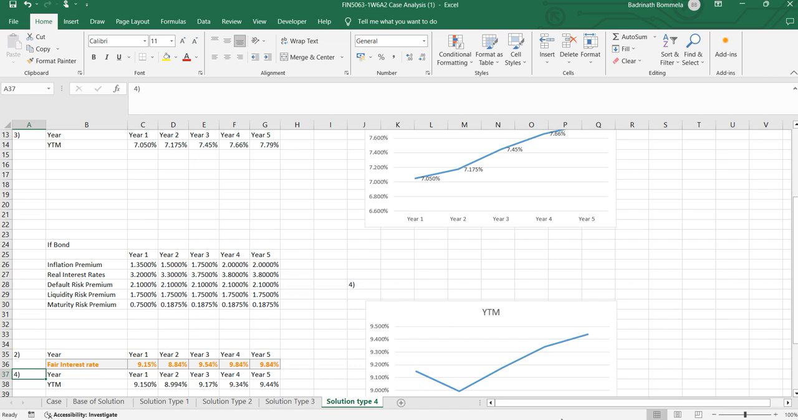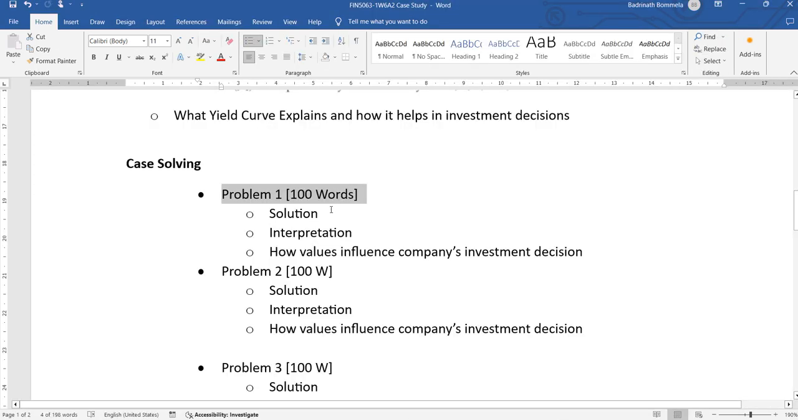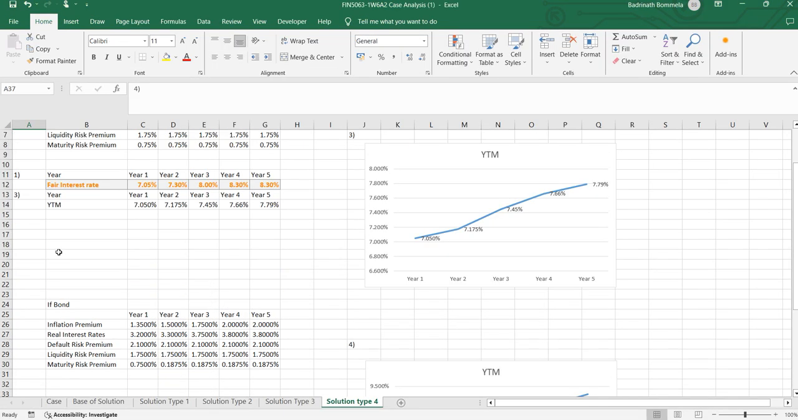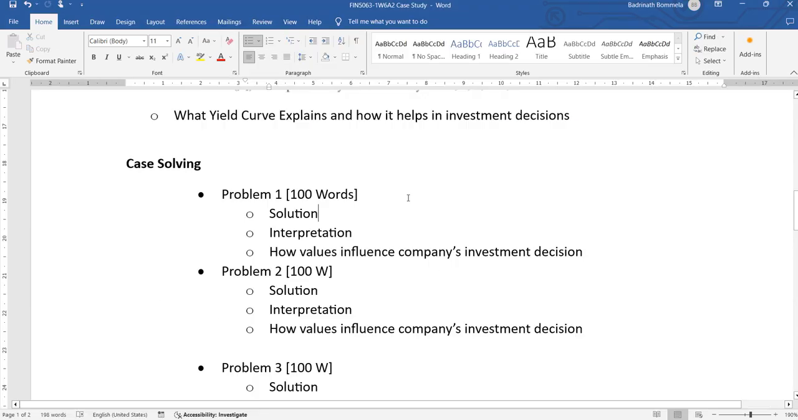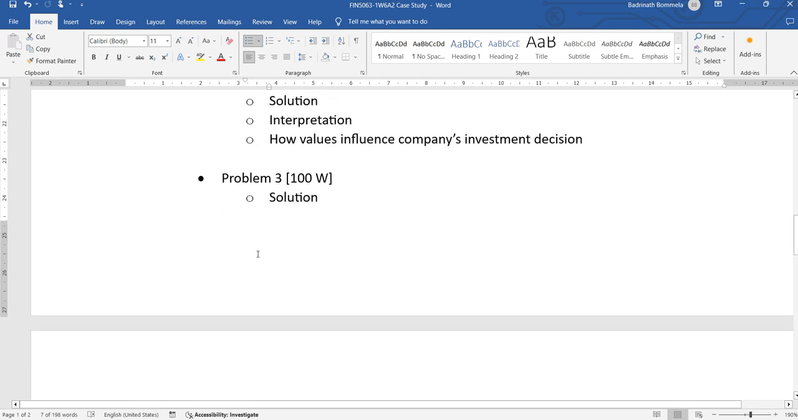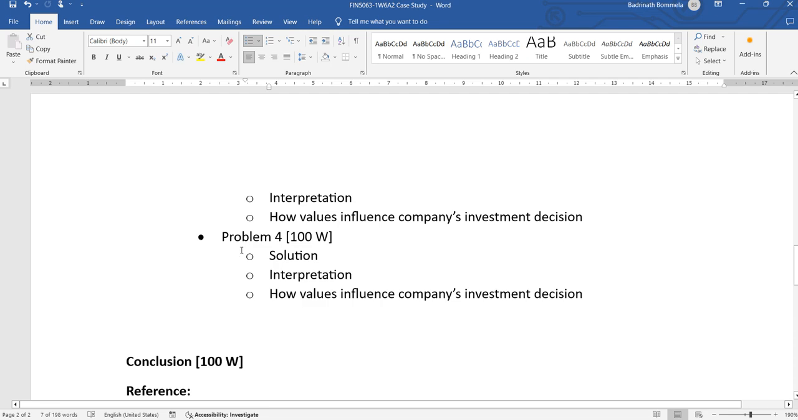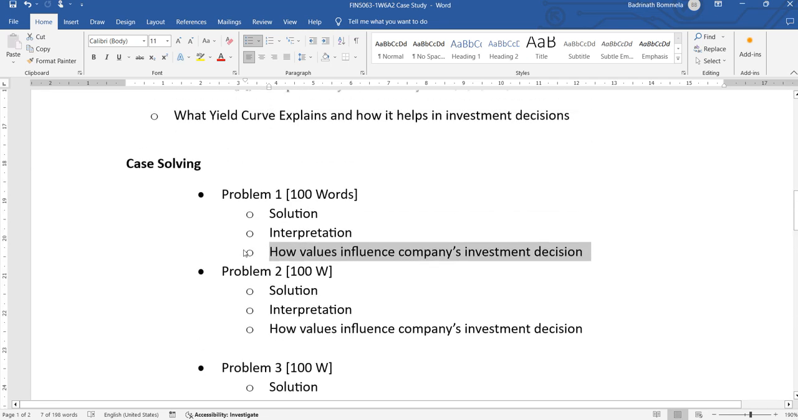So for the first question, the answer is we take a screenshot of this one and copy paste it here. That is the solution, and we provide interpretation, and we also discuss how the value influences the investment decision. For each section, I have provided a 100 words requirement. So make sure you write it in 100 words.